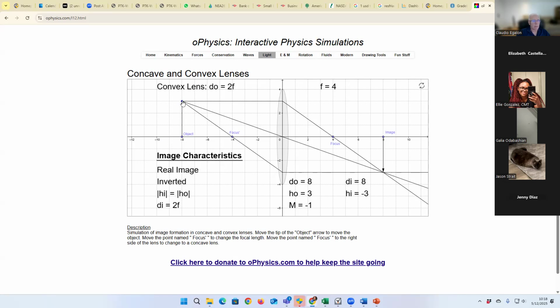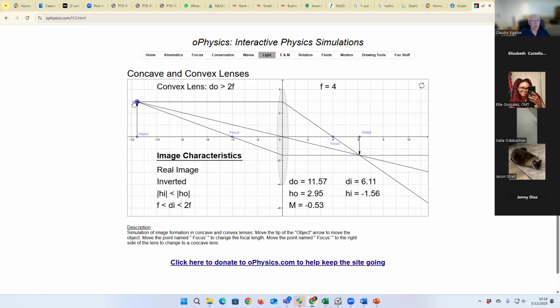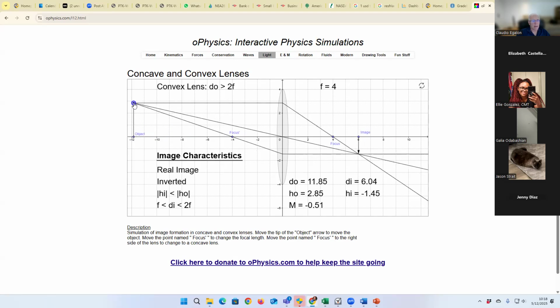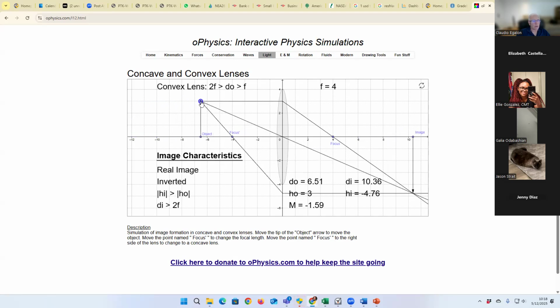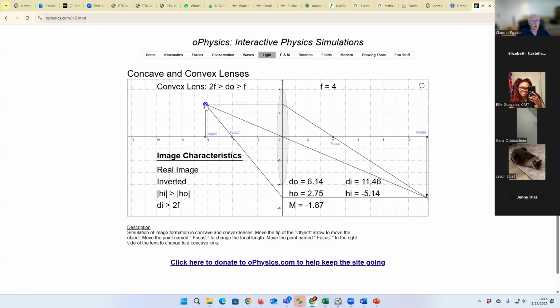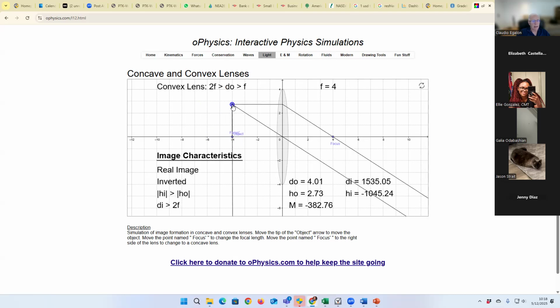Further away, we can move it further away. The image gets closer and closer to the focal point as the object moves further and further away. As the object gets closer and closer, the image is formed further and further away from the focal point. See that? And at this point here, the object at the focal point, the image formed is improper.